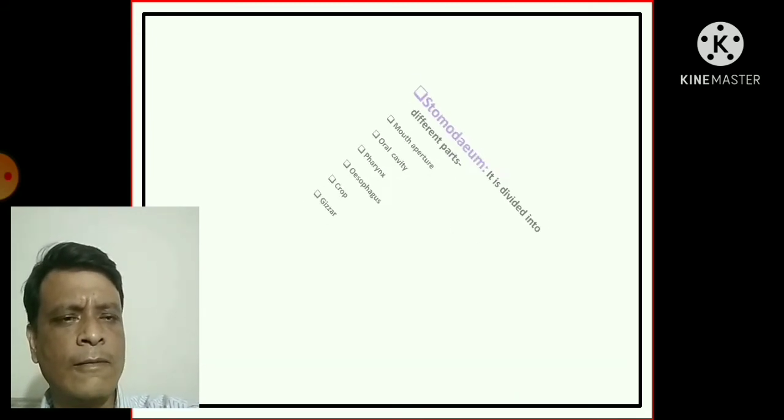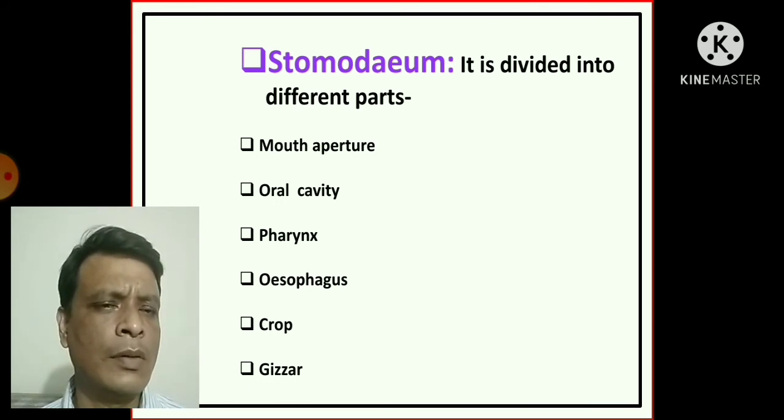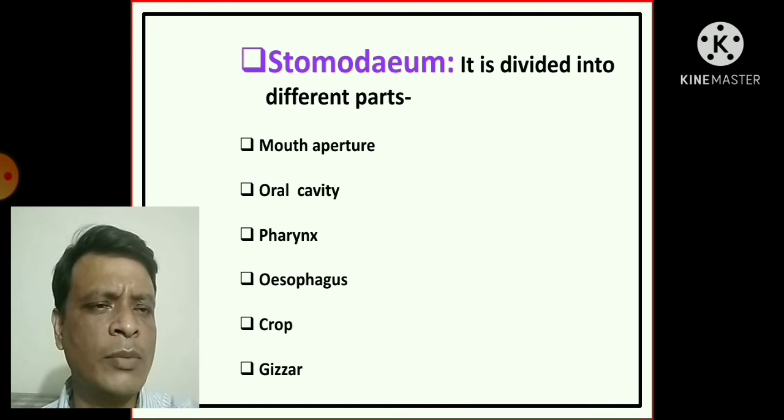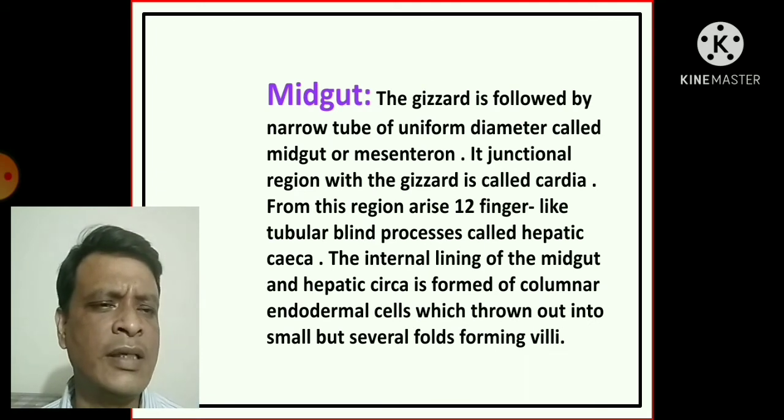Now first of all let's discuss the stomodeum. It is divided into different parts: mouth aperture, then oral cavity, then pharynx, esophagus, crop, and gizzard. These are the parts of the stomodeum or foregut. And this is the midgut. The gizzard is followed by a narrow tube of uniform diameter called the midgut or mesenteron. Its junctional region with the gizzard is called the cardia.